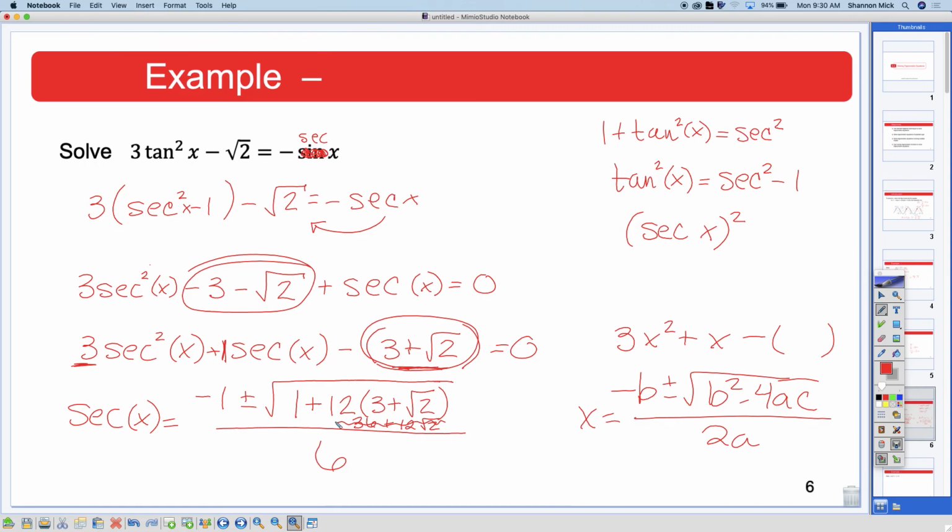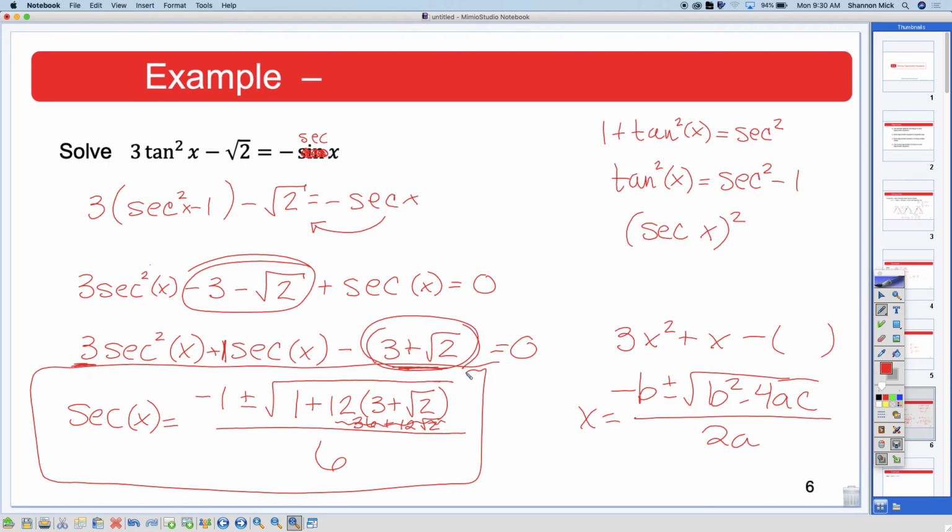If you have something like this, all I want you to do is leave your answer like this. Got it? Actually, we're going to have something like this in your homework. But if you have something like that, all I want you to do is leave it right there for now.